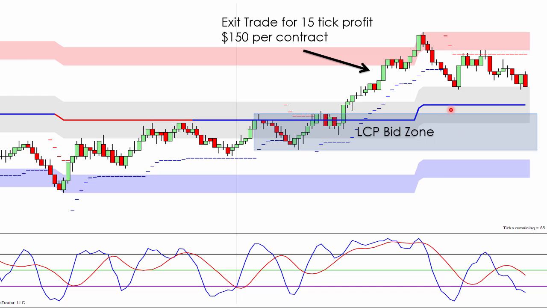Well, why is that important? Because remember, if I have a bid zone, then I can get long in the bid zone, unless there's an offer zone above me. So, where's our next trade? Let's take a look at our high time frame chart.